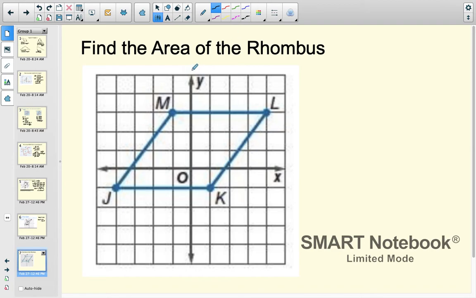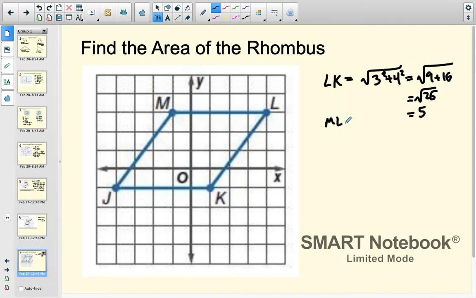So this is a rhombus, but if I didn't tell you that, you could kind of figure it out, because what you would look at here, well, this goes over 3 and up 4, right? So LK is equal to the square root of 3 squared plus 4 squared, which is equal to the square root of 9 plus 16, which gives you square root of 25, which is equal to 5, right? And so you can notice here that ML is 1, 2, 3, 4, 5. So ML is equal to 5.